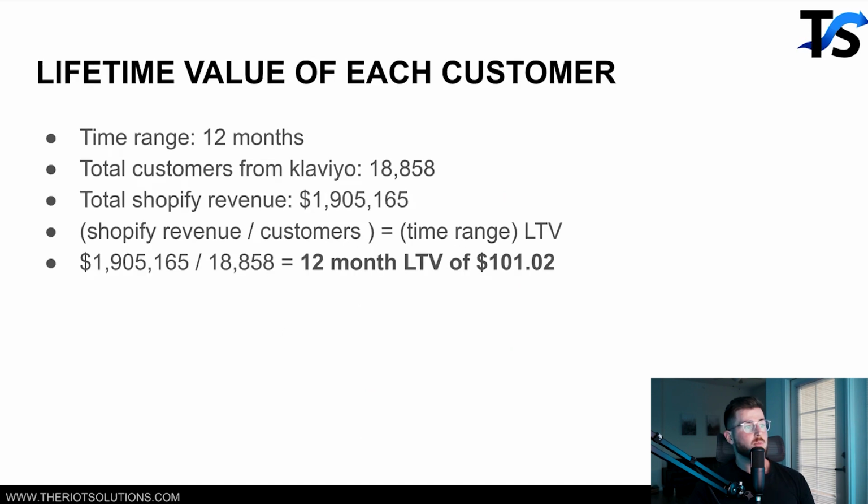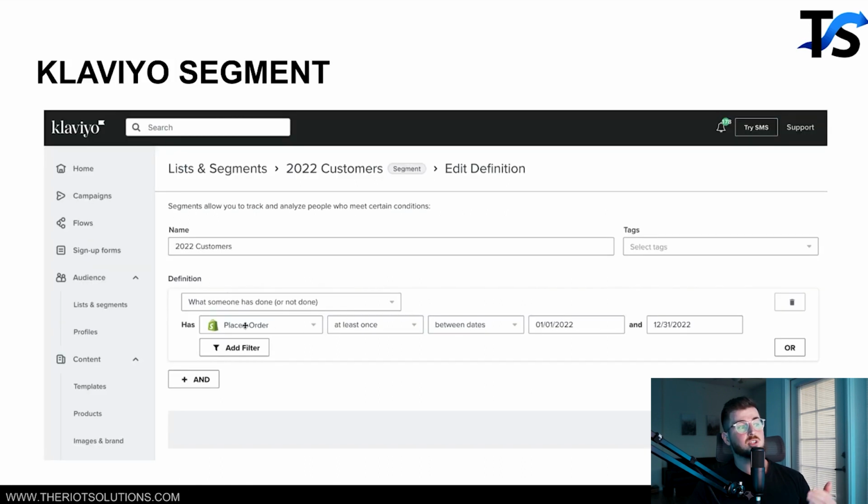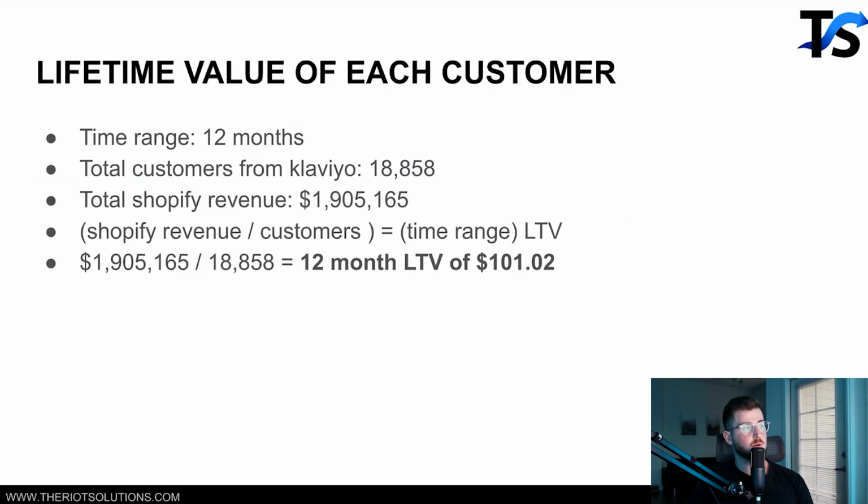So if we go back right here, we put that time in, boom, that revenue, boom. Now we take our total Shopify revenue, 1.9 million, and divide it by the total customers over that time range. Again, the key thing is that they have placed an order at least once, because if we do just customers over this time range, it might include some customers outside of that, and we want to make sure it's placed order. This will give us a 12-month lifetime value of $101.